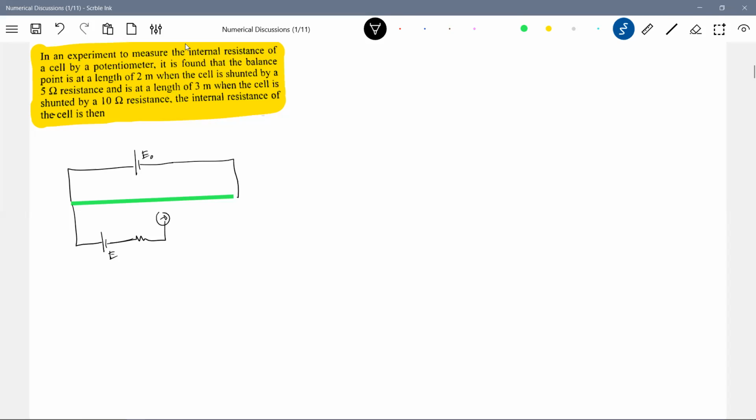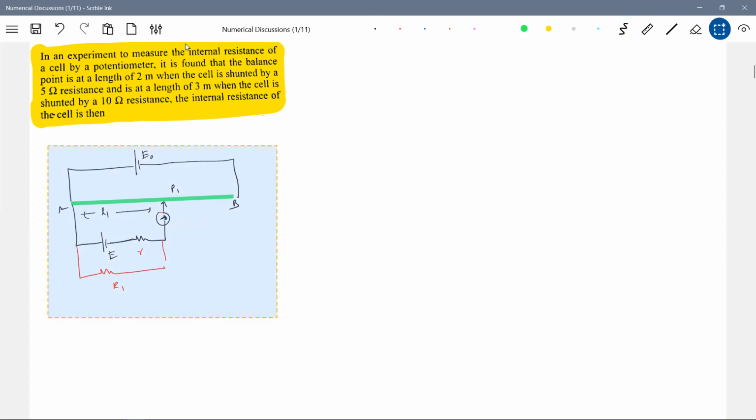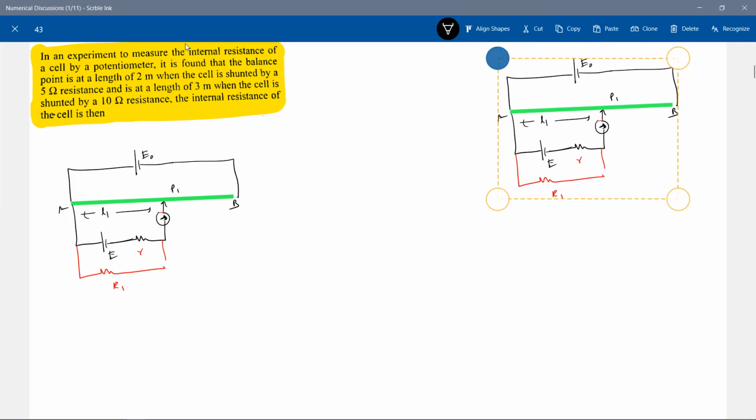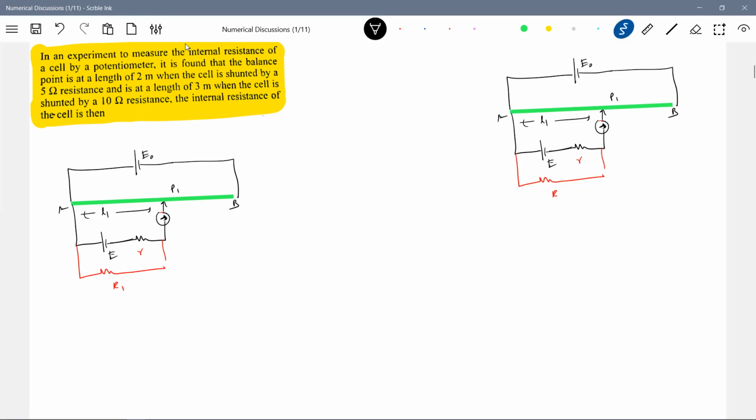Okay, it is shunted by a resistance, say R1. So what is the balancing length? Balancing length, we'll write L1. So A, P1, B. Let's have a small circuit so that it will be easy for us to analyze what has to be done. There's the second part of the circuit where, when the resistance is R2, the balancing length will be L2 and the other point will be P2. Okay, what about the flow of currents, we'll see.